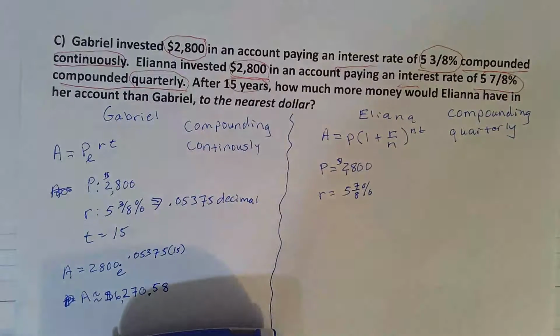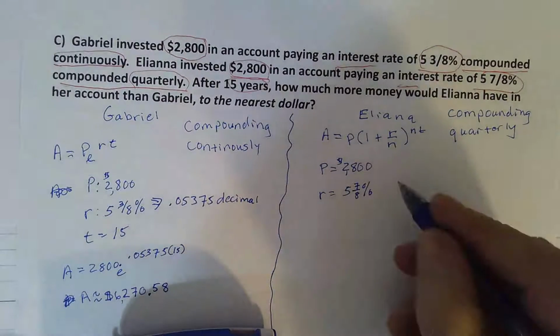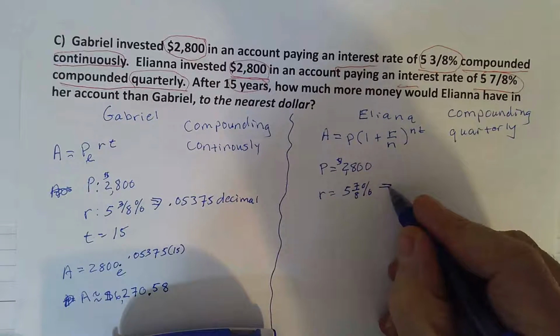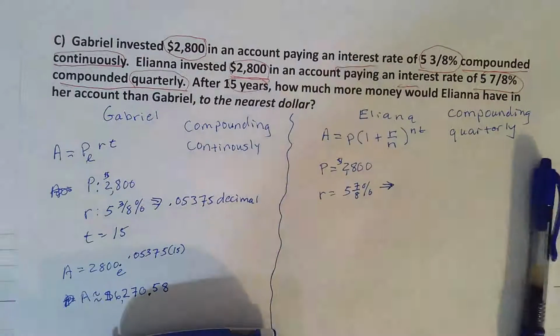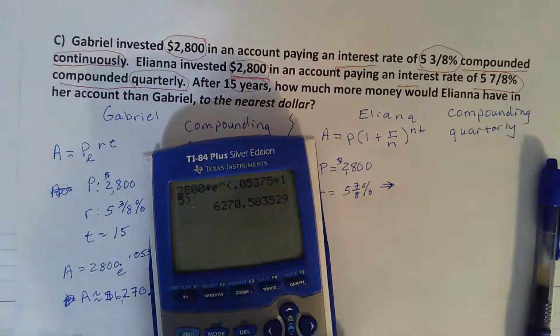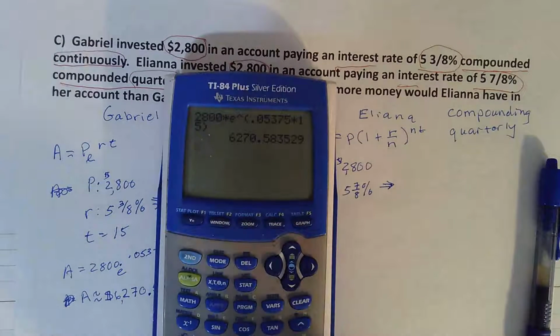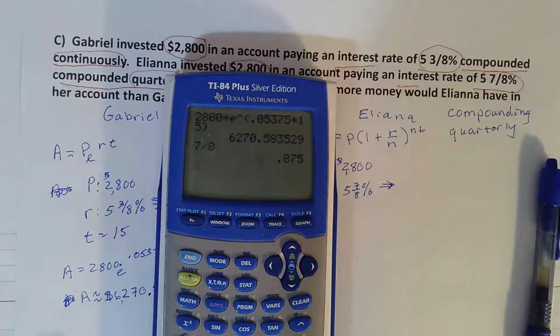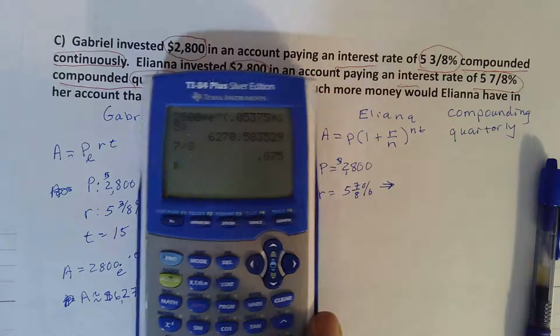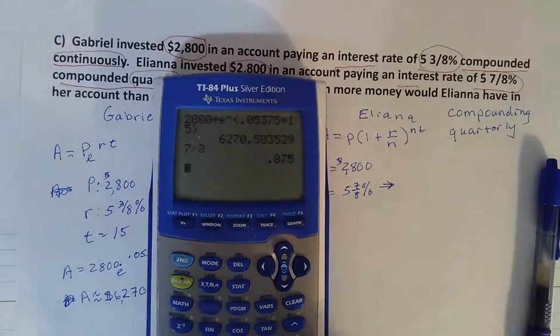Okay, so again, that's hundredths. So we're going to convert that. We're going to take 7/8, so 7 divided by 8. Let's clear this. 7 divided by 8, and that's 0.875. And I'm going to add, or wait, am I adding or subtracting? Yes, I'm adding.